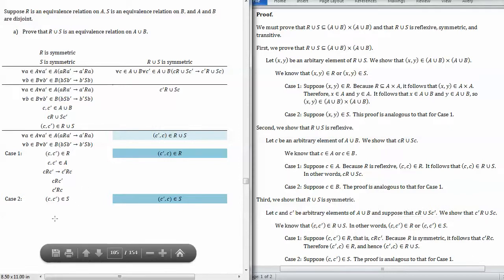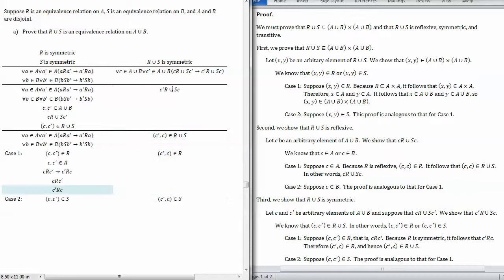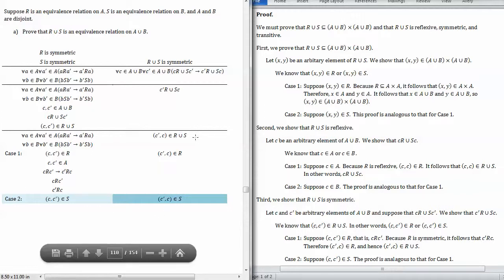Now in case 2, okay, so that gives us the first one. Now in case 2, in an analogous way, using this other universal statement up here, we're going to be able to prove that (C prime, C) is in S, which is another way of proving that (C prime, C) is in R or (C prime, C) is in S. Okay, so that takes care of it.